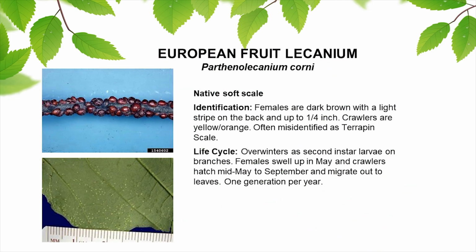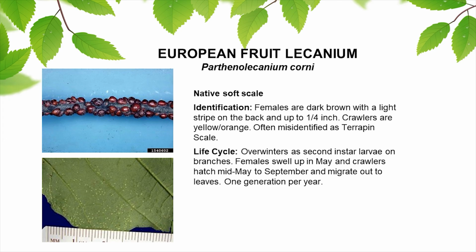European Fruit Lecanium. European Fruit Lecanium is a native soft scale. The European Fruit Lecanium adult females are dark brown with a light stripe on their back. They are up to 1/4 of an inch long. Crawlers start out yellow and turn yellow-orange as they get older. European Fruit Lecanium Scale is often misidentified as Terrapin Scale.